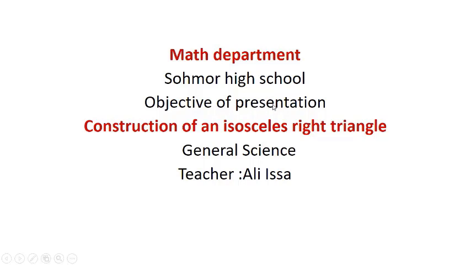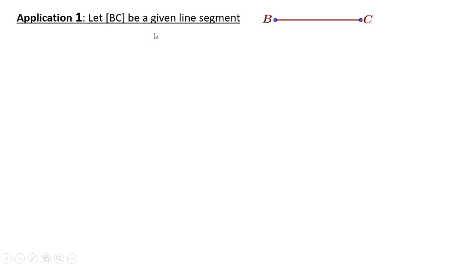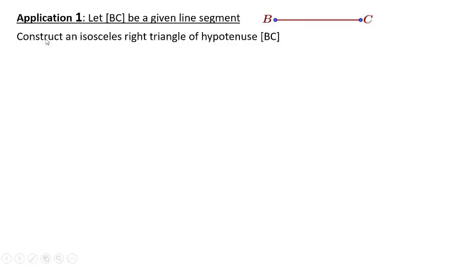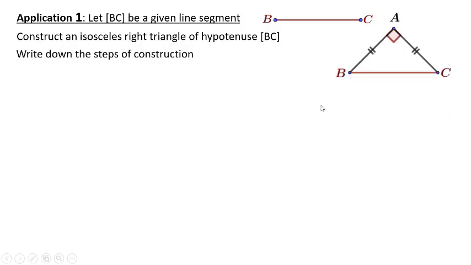The objective of this presentation is to construct an isosceles right triangle. Let's start with application number 1. Let BC be a given line segment as shown in the figure. Construct an isosceles right triangle of hypotenuse BC. Then write down the steps of construction.